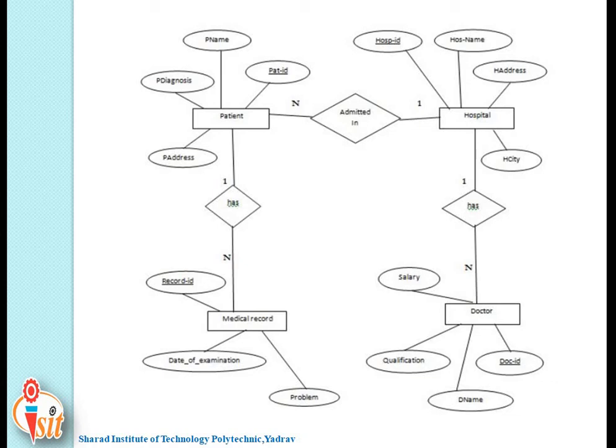Then you can decide what the relationship is between different entities. Like patient has medical record is the relationship between patient and medical record. After that, there is again a relationship between hospital and doctor, that is hospital has a doctor. Now, what is the relationship between patient and the hospital? The patient and hospital have a relationship admitted in, that is patient is admitted in the hospital.